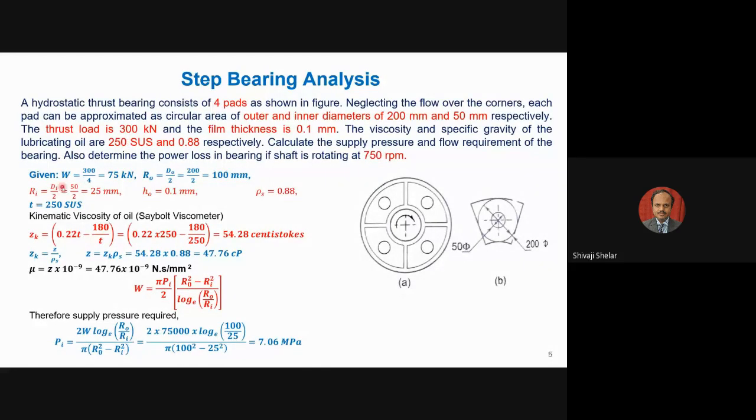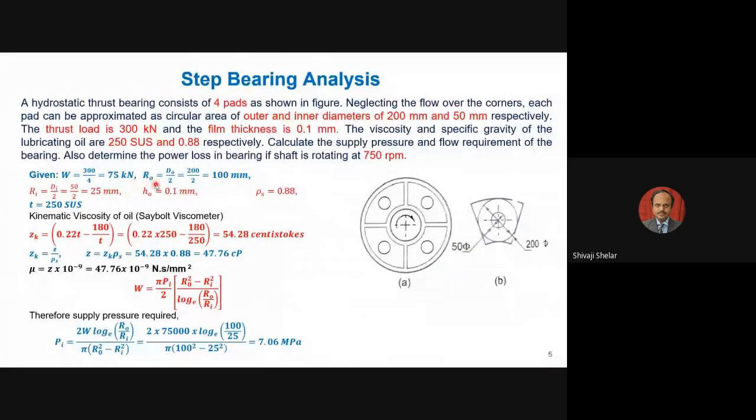So we have written W here for one pad. We are doing the analysis of one pad because of the similarity concept. You will not analyze all 4 pads separately, since they have equal size, equal shape, and share equal load. So one pad takes a load equal to the total load upon the number of pads, 4. So the load taken here is 75 kilonewton.